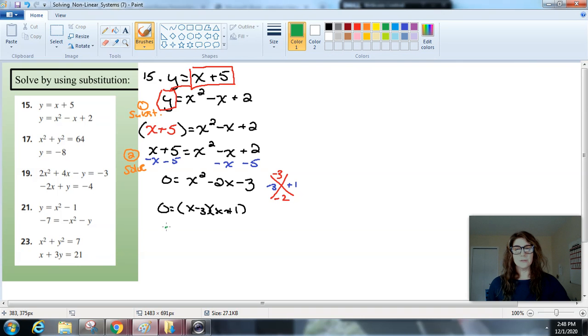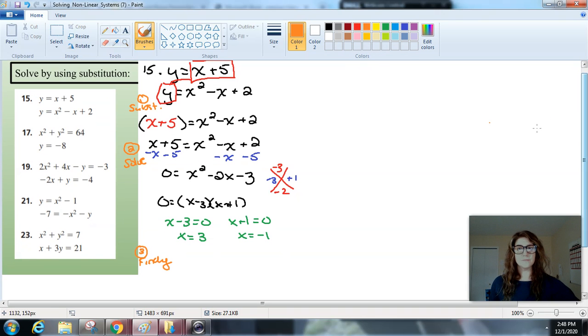Again, reminder, when you have to solve these, you set each one equal to 0, and then you would solve. So in this case, we have x equals 3, and x equals -1. Once we have our two solutions, or however many solutions we might have, our third step is to find y. So I'm going to take the first one, just because it's smaller.